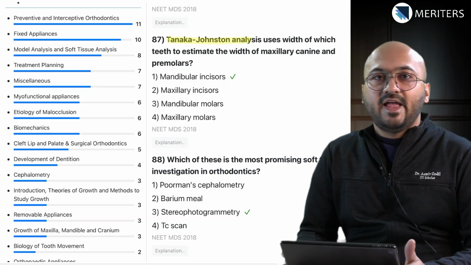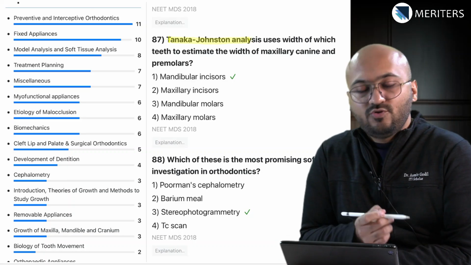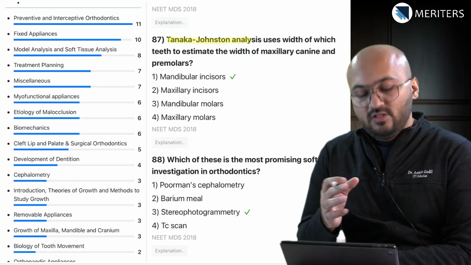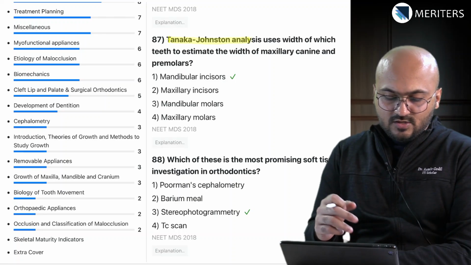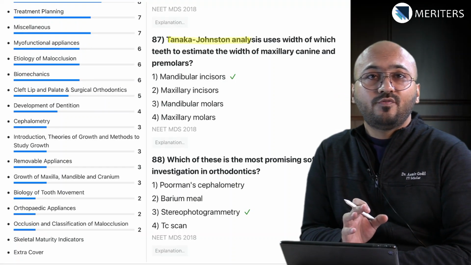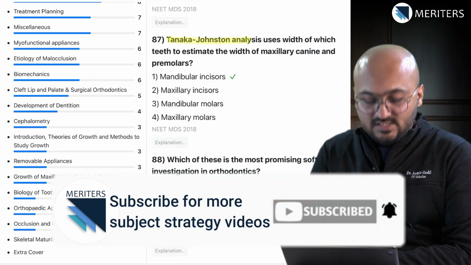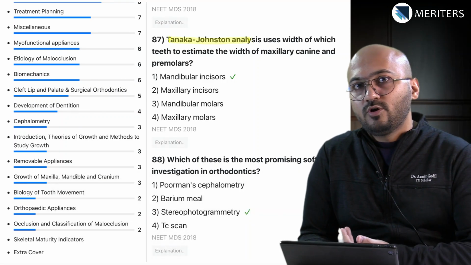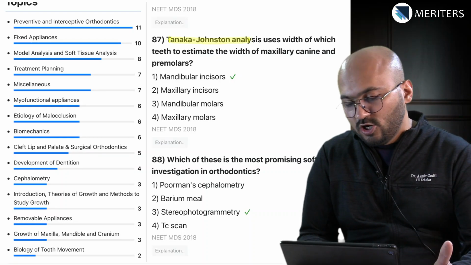Now, based on this activity, what are the outcomes? So we realize that we have a lot of questions from preventive and interceptive orthodontics, fixed appliances and model analysis, followed by all the appliances, growth and orthopedic appliances. So this gives us a fair idea as to what should be your focus area when you are preparing for orthodontics. Now, lesser questions from topics towards the end does not mean that they are not important, but you must certainly focus more on these topics which have more number of recall questions.